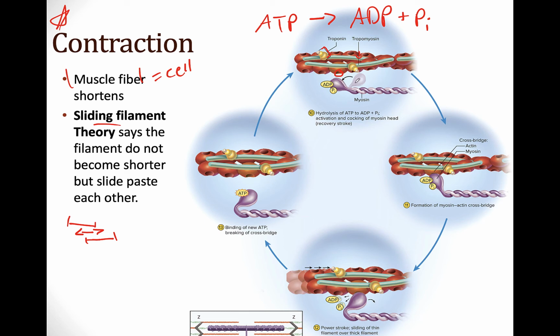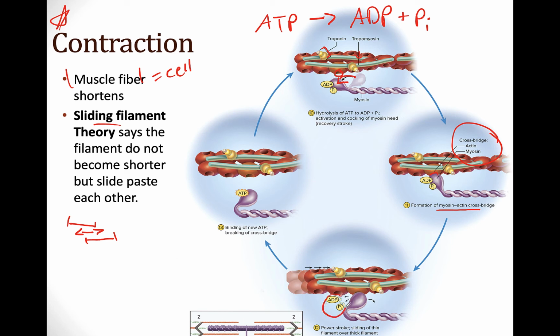When that happens, the myosin head cocks back. It's getting ready. Once the myosin head is in the right position, it can actually connect to the actin binding site. So this is going to form a cross bridge. So a myosin-actin cross bridge is where these actually connect together. Think about it like putting Legos together.